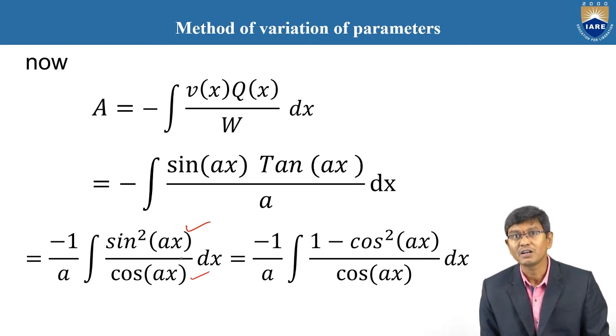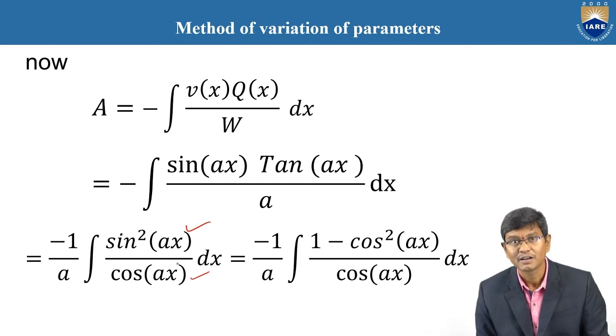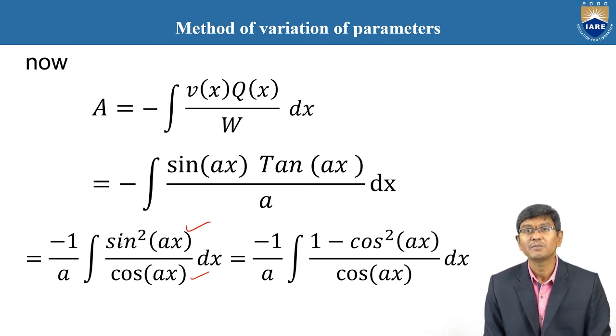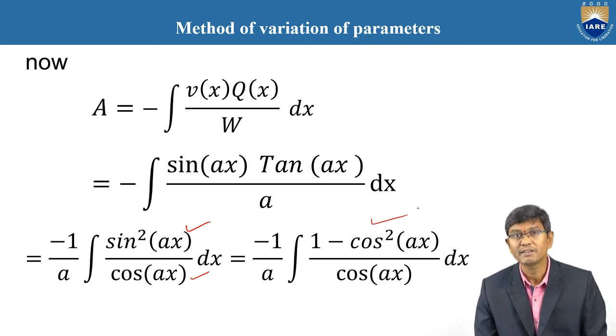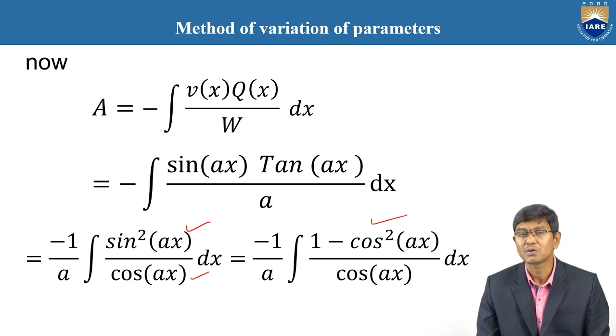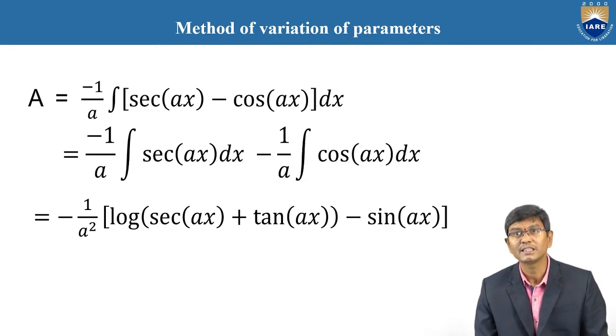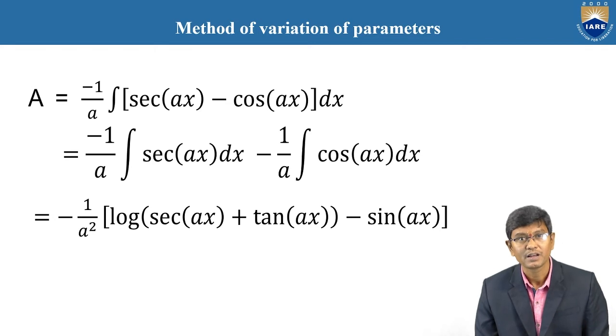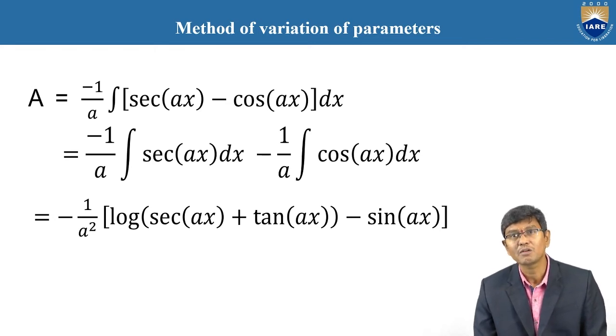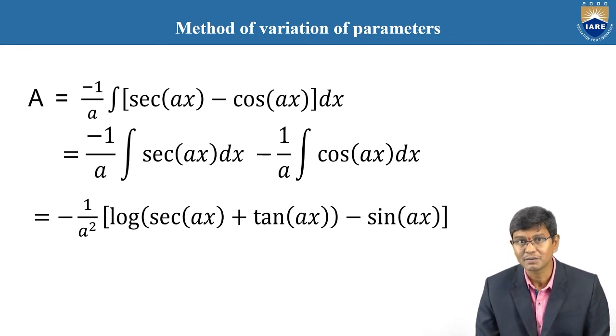Here we need to solve the integration part. Now we need to change the numerator: sin square x is nothing but 1 minus cos square x. After that you need to divide the parts individually: 1 by cos x minus cos square x by cos x, which is cos x. Therefore, the first part is secant x, the second part is cos x. Therefore, minus 1 by a into the integration of secant x, which is 1 by a into log modulus of secant x plus tan x.